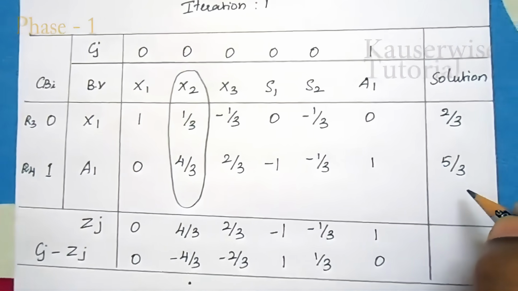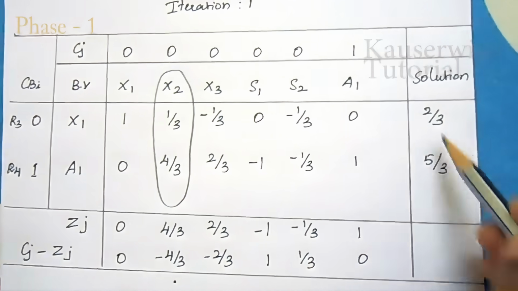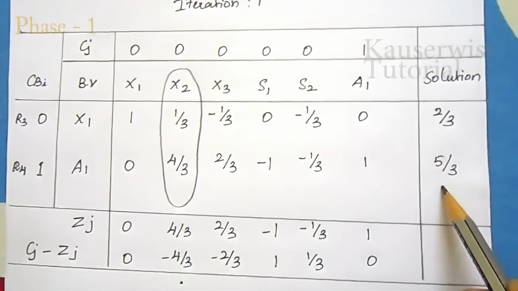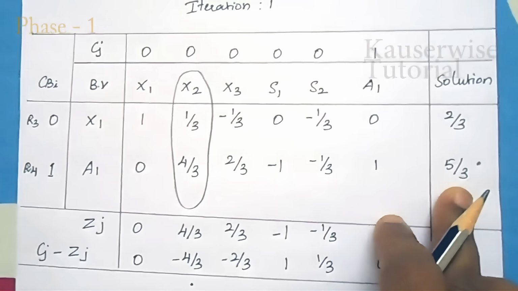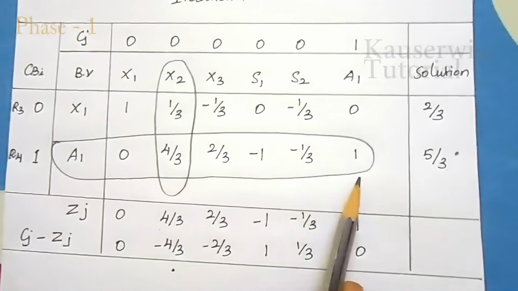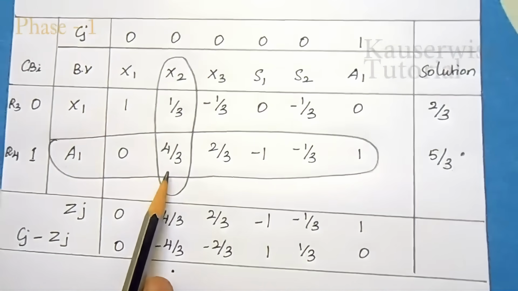In order to find out the key row, select the most positive. In the solution column, we have two values now. Which one is most positive? 2 by 3 or 5 by 3. So 5 by 3 is the most positive value. So this will be the key row. A1 is the key row, x2 is the key column and 4 by 3 is the key element.